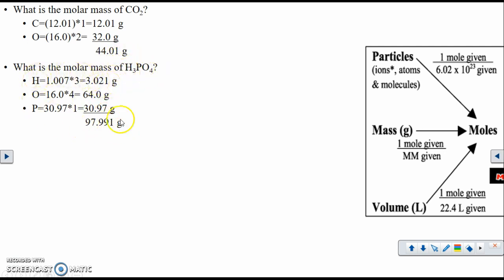Okay, very, very important here. The first thing in order for you to be able to do stoichiometry is you need to be able to determine the molar masses.